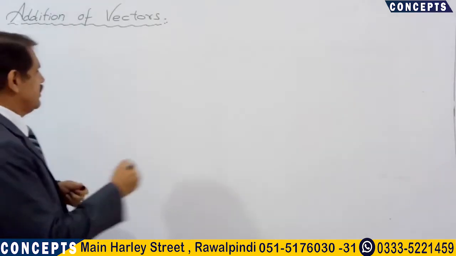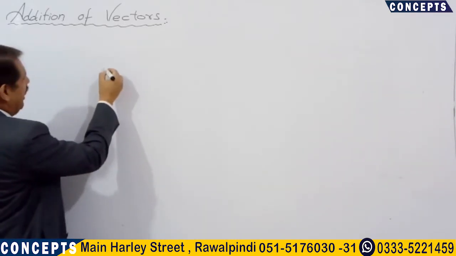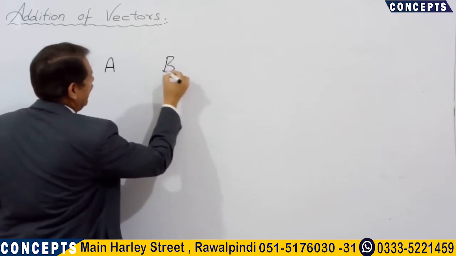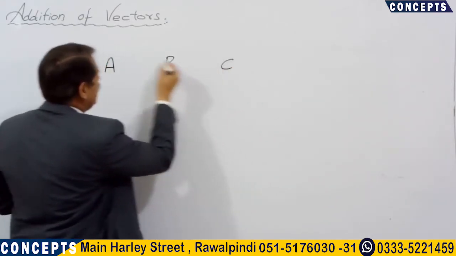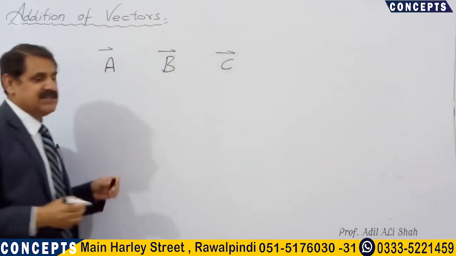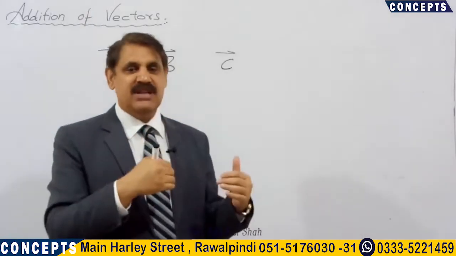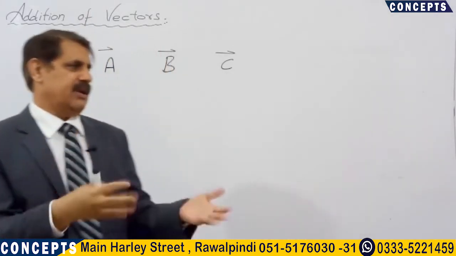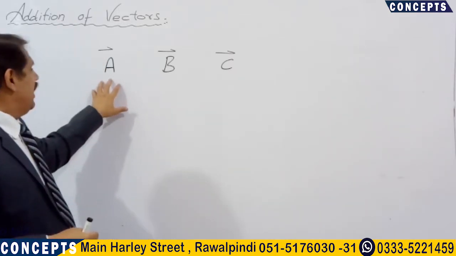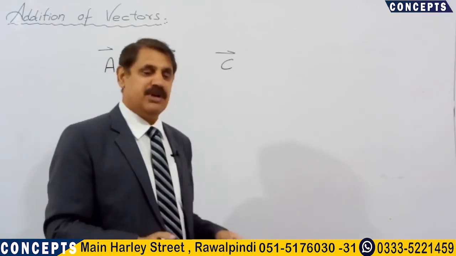Today we will be discussing addition of vectors by the analytical method. In this case, we will add the vectors. Let's suppose that we have three vectors A, B, C. In this analytical method, we will be resolving these three vectors, or any number of vectors which are going to be added. We will resolve these vectors into their rectangular components.